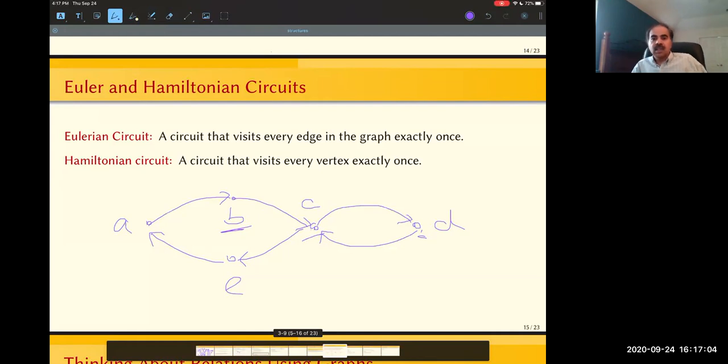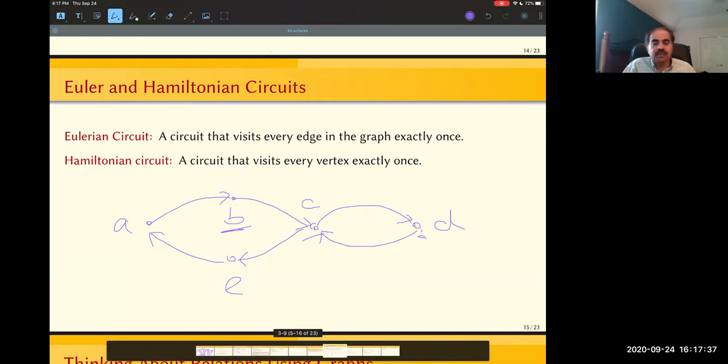In particular, the algorithms that find Hamiltonian circuits on graphs generally take time that's exponential in the size of the graph. So if you have n vertices, then it's going to take 2 to the power n time to find a Hamiltonian circuit, whereas an Euler circuit can be found in linear time.